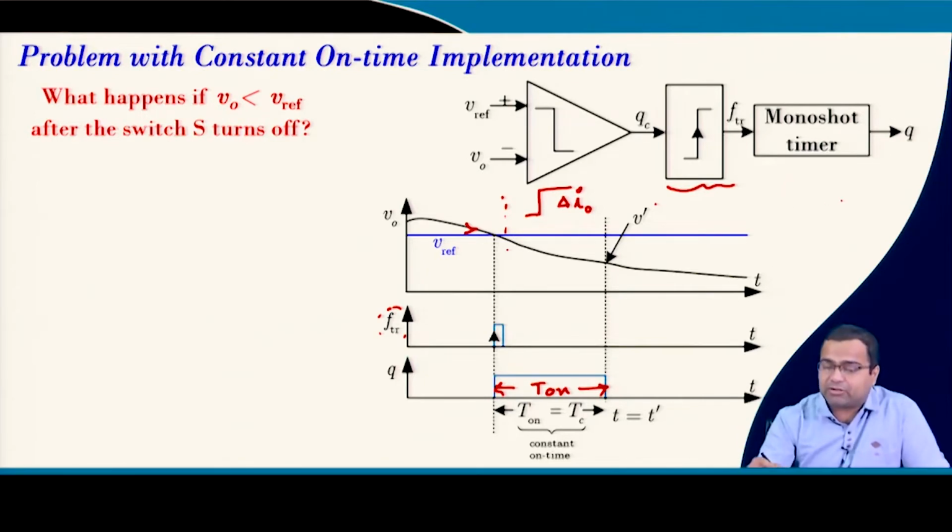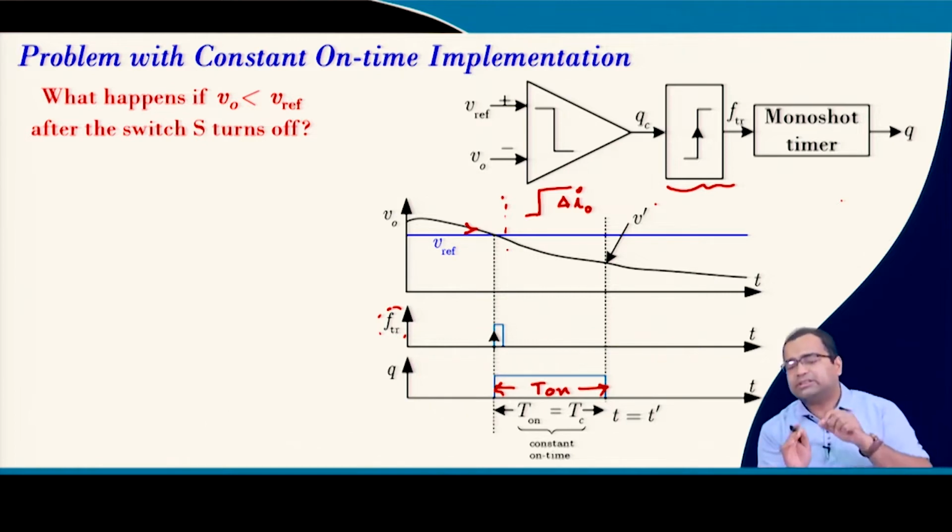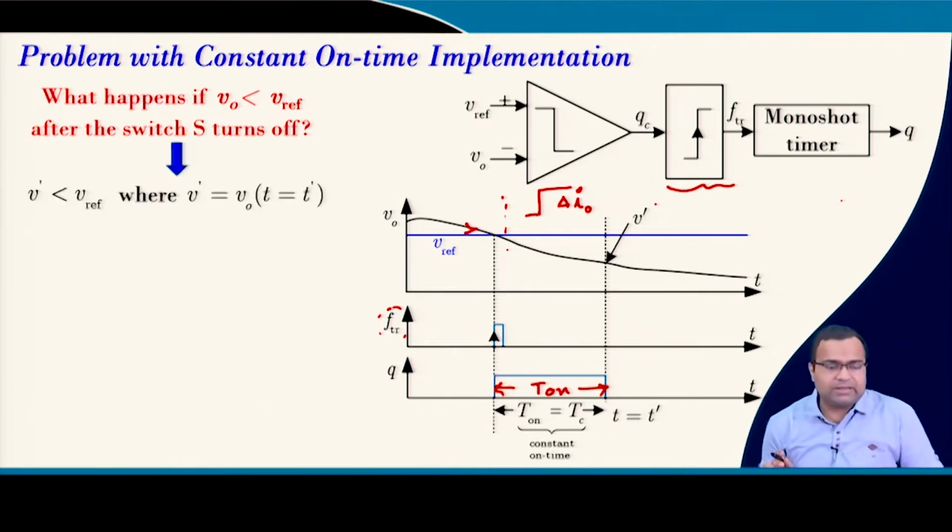That means the timer cannot turn on. As a result, no on time. That means the switch remains off. That means if V dash is less than Vref, this is my V dash, okay, at t equal to t dash, then what will happen?